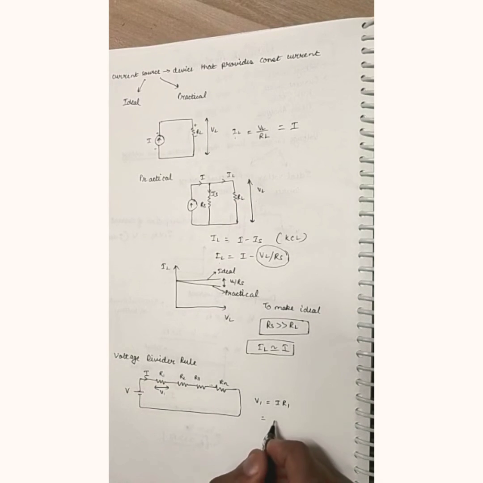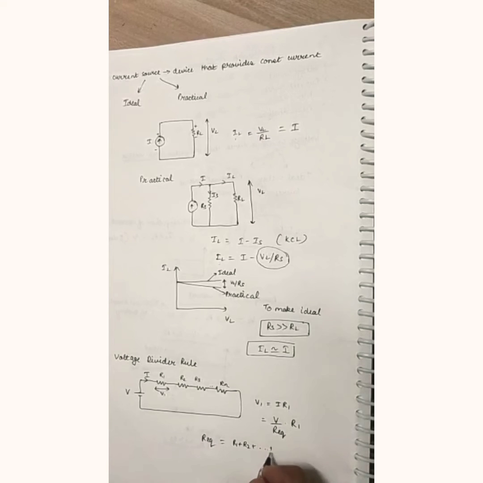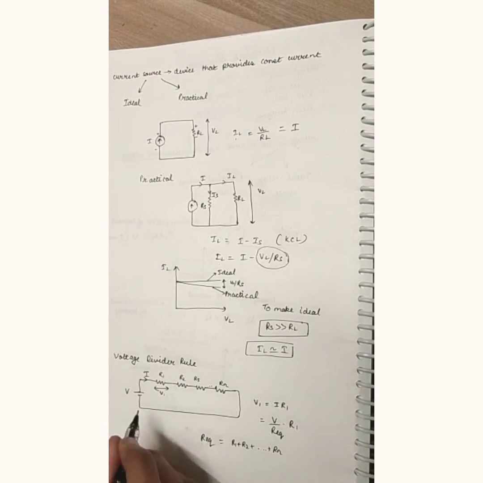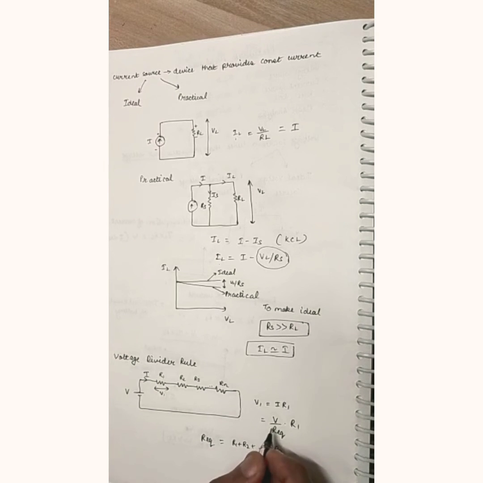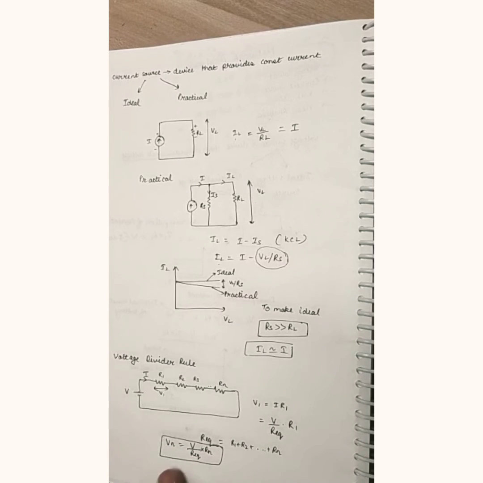So I, from Ohm's law, we can write as V divided by R equivalent, where R equivalent is the net resistance of this circuit, into R1. R equivalent will be equal to R1 plus R2 and so on till Rn. Why have I done so? Because all these resistances are connected in series. So from this equation we can say that in general Vn will be equal to V divided by R equivalent into Rn. This is basically your voltage divider rule.